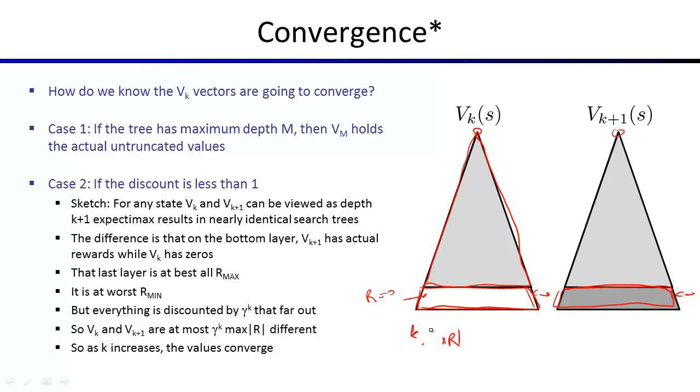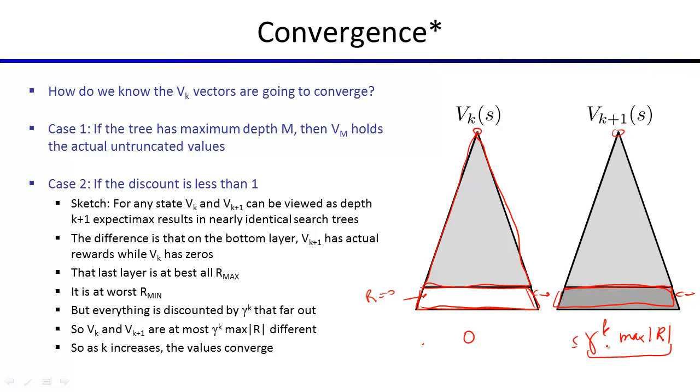Here we know it's 0. Here we know it's bounded by gamma to the k max absolute value of r. As k goes to infinity, this quantity over here goes to 0. And hence, we show that as k goes to infinity, Vk and Vk plus 1 will approach each other.